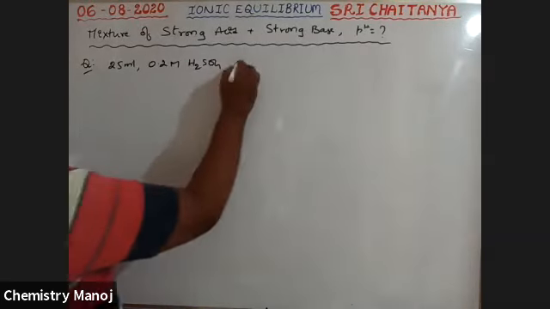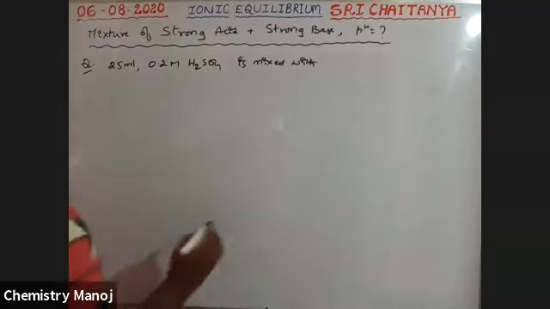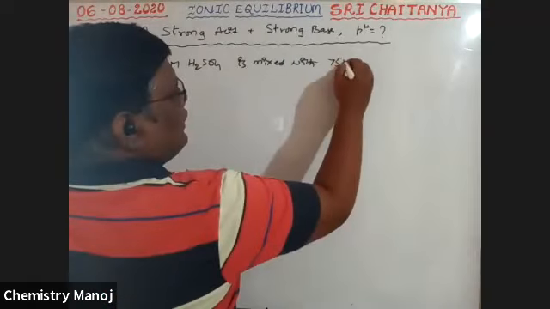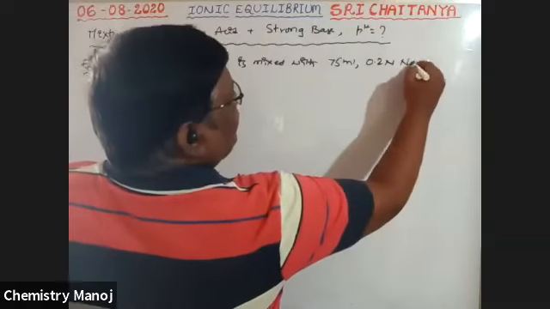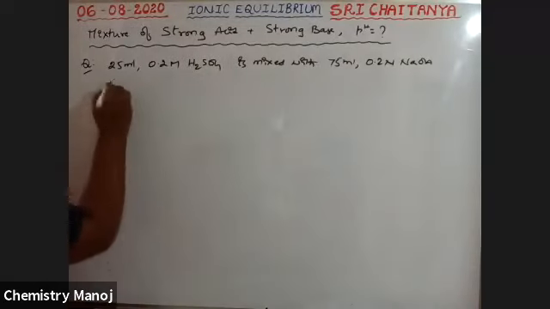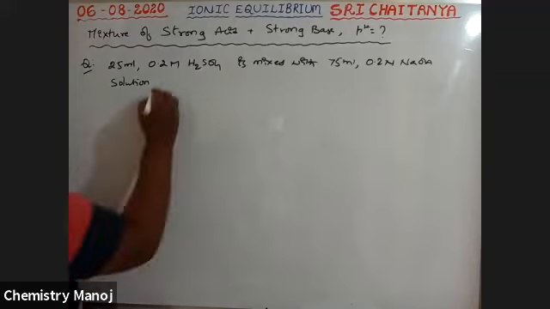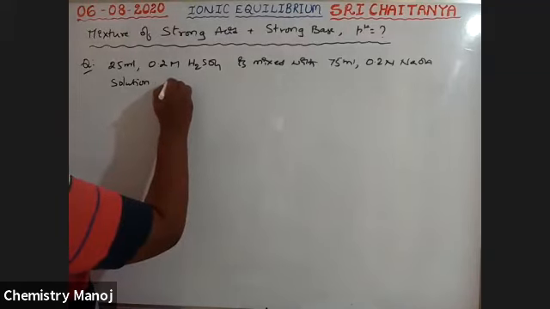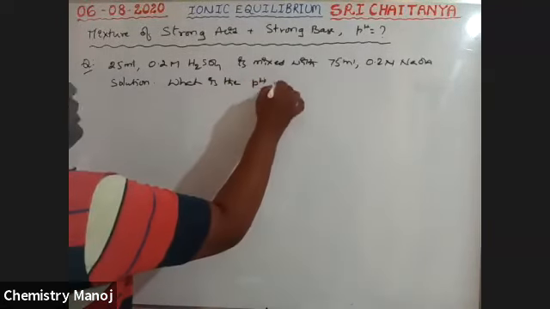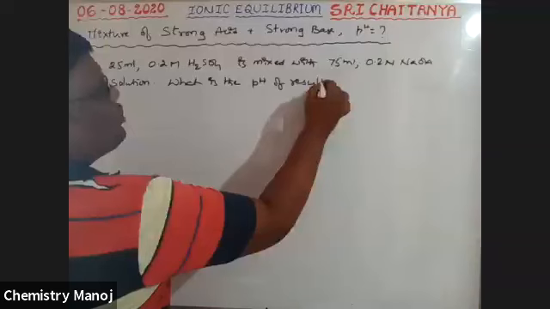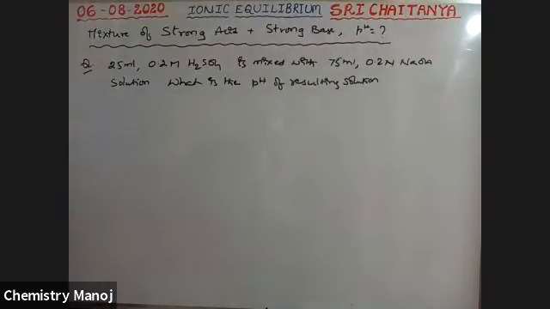25 ml of 0.2 M H2SO4 is mixed with 75 ml of 0.2 N NaOH solution. What is the pH of the resulting solution?